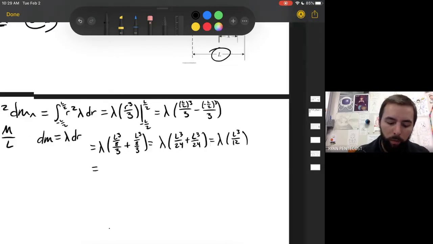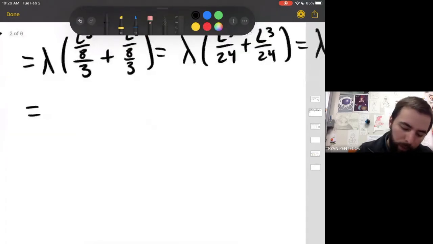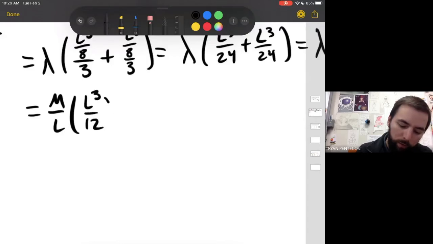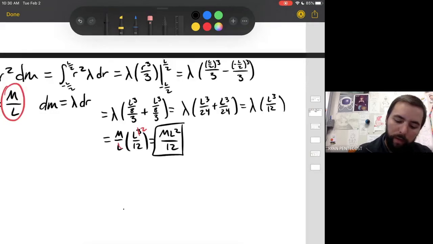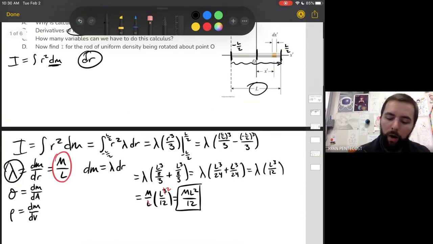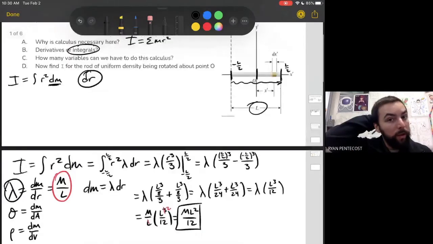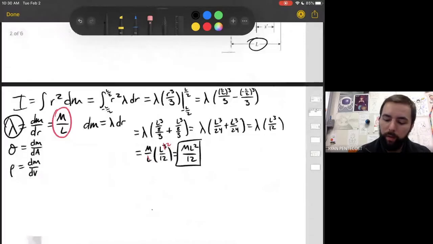Now let's eliminate that lambda. Lambda is just going to muddy the water there. So we will substitute m over L for lambda. So zoom back in. We've got m over L times L cubed over 12. That's going to cancel one of those L's. And now we've got mL squared over 12. Okay. So that is the moment of inertia of a uniformly dense rod rotating about its center of mass. And that's how we're able to do this with calculus.